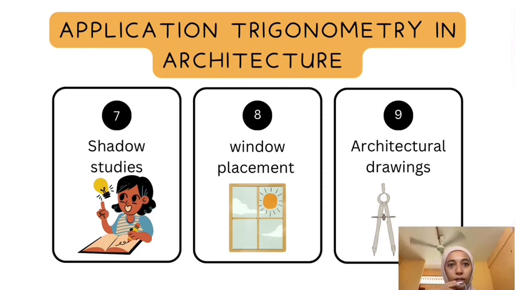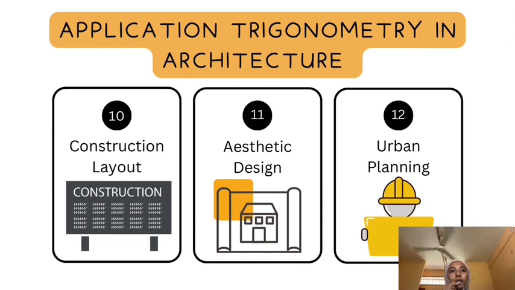Architectural drawing. Trigonometry is employed to create accurate scale drawings depicting proportions and dimensions of structures. And then construction layout. Trigonometry assists in accurately laying out building foundations, walls and other structural components during construction.